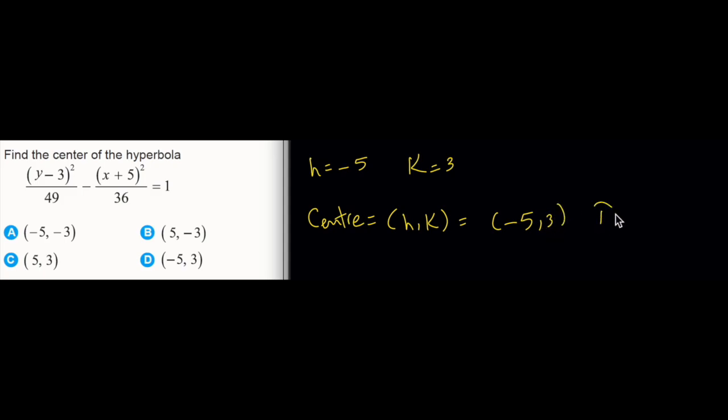Find the center of the hyperbola of y minus 3 all squared over 49 minus x plus 5 all squared over 36, this equals 1. How can we find it? We have in this question h, which equals negative 5, and we have k, which equals 3. And as you know that the center is h and k, so the answer is negative 5 and 3. So the answer is D.